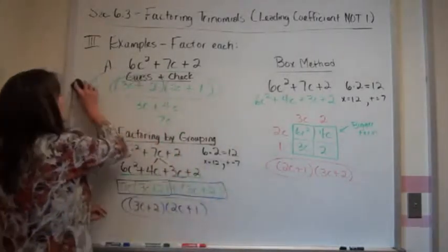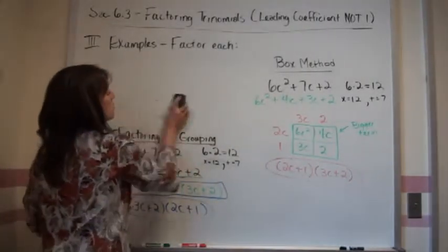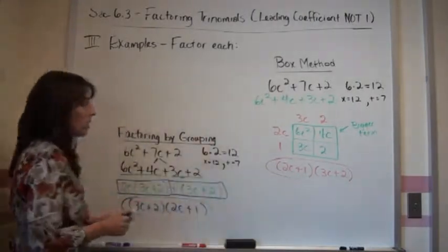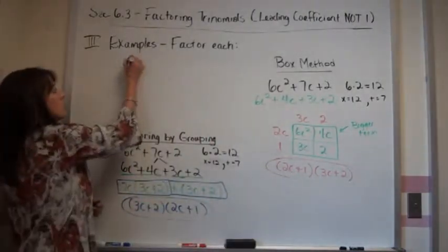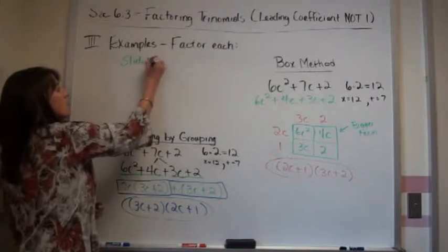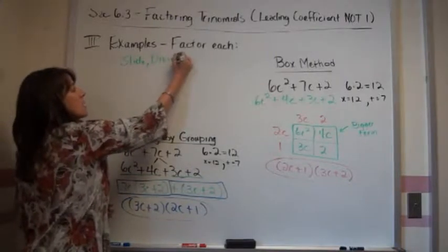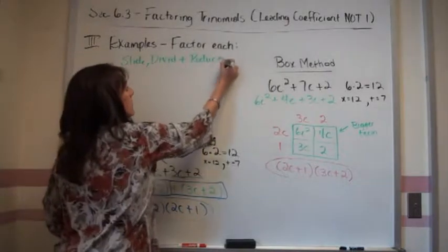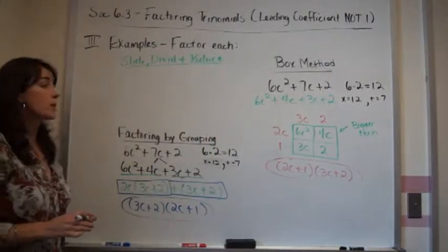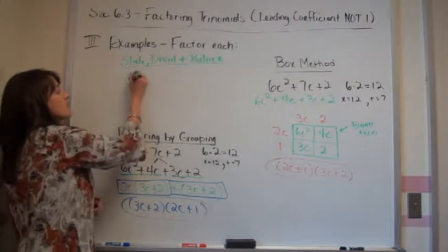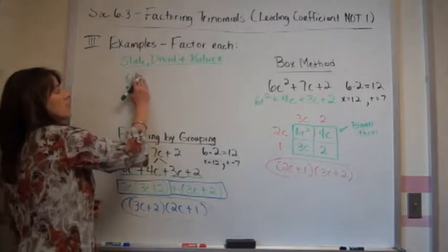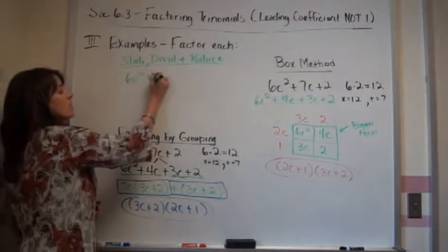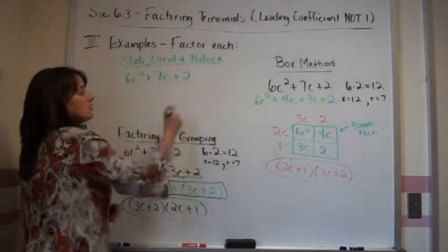Now, the last method that I'm going to show you, and I've got several more examples of this, but within this one problem, I'm going to show you slide, divide, and reduce. And like I said, the nice thing about slide, divide, and reduce is that the words tell you what to do. So I'm going to start with my 6C squared plus 7C plus 2.